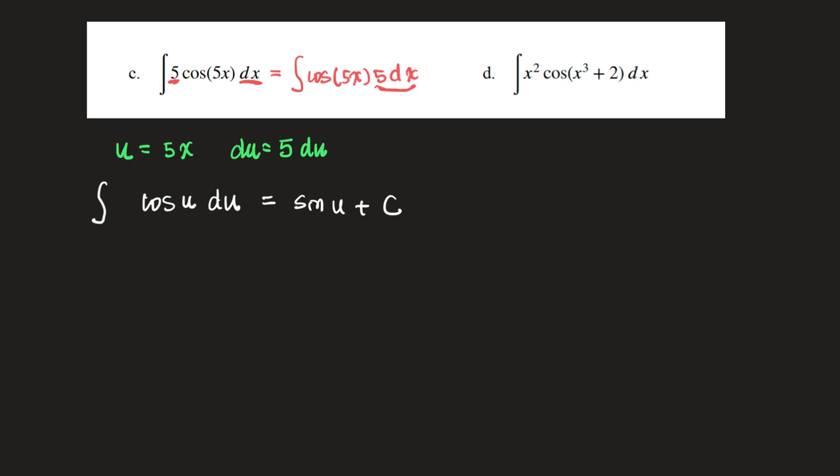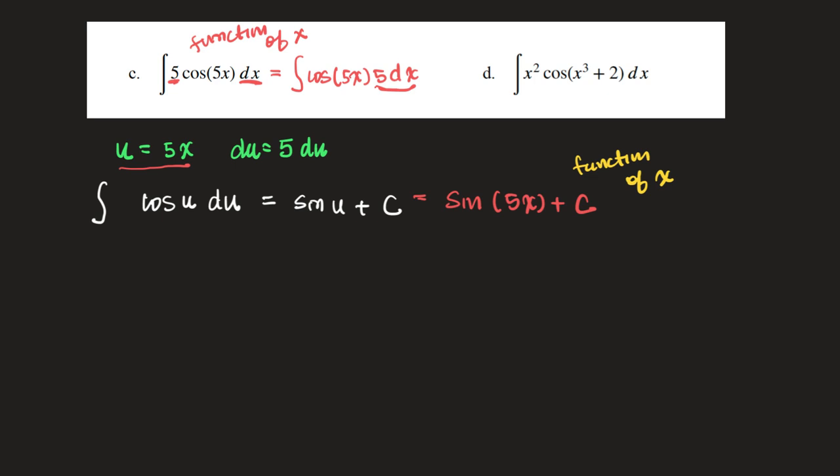Now you're not done yet. If you stop there, you get a mistake. You must plug back in. It's going to be sine of 5x plus c. I have put sine of x. The answer is a function of x, not u.